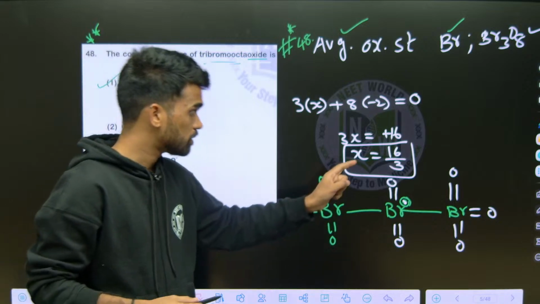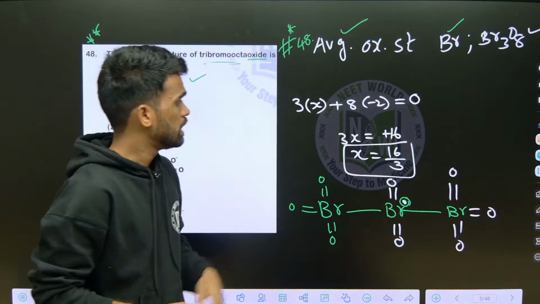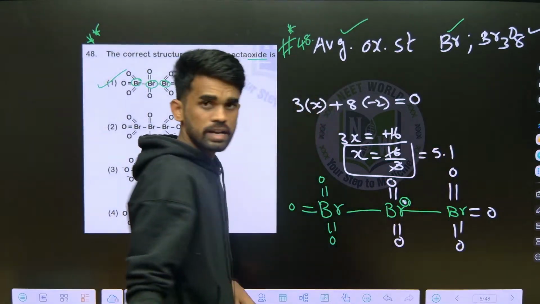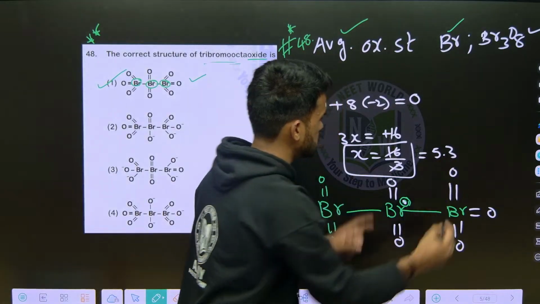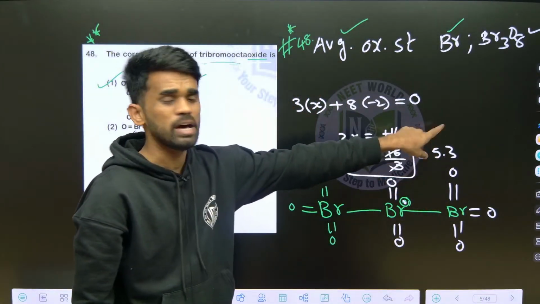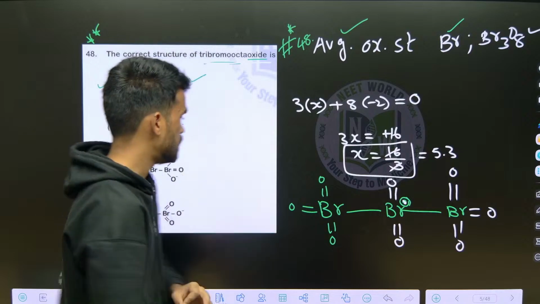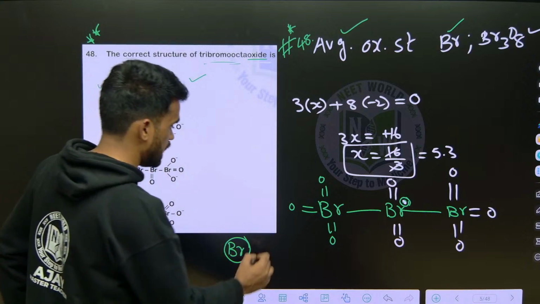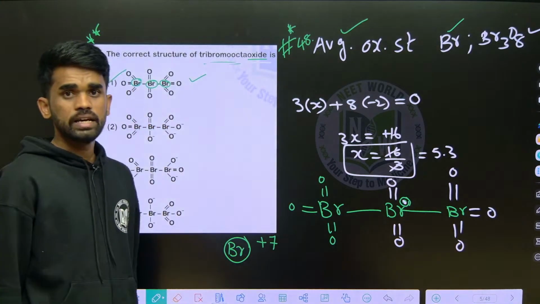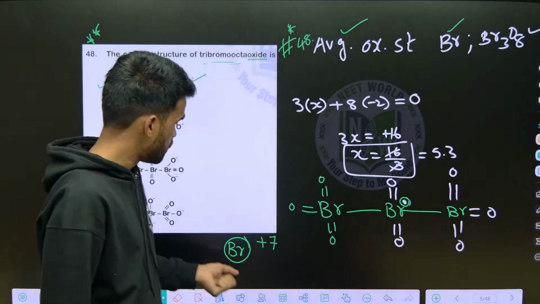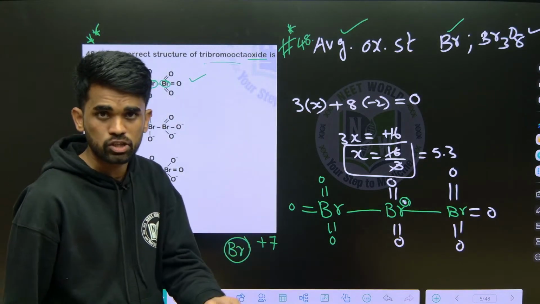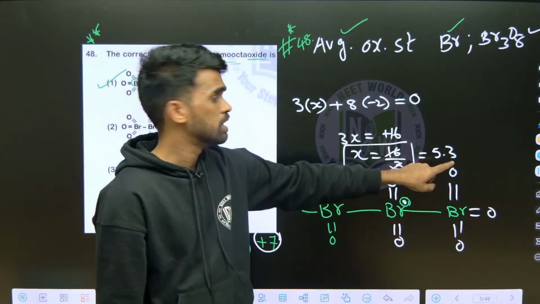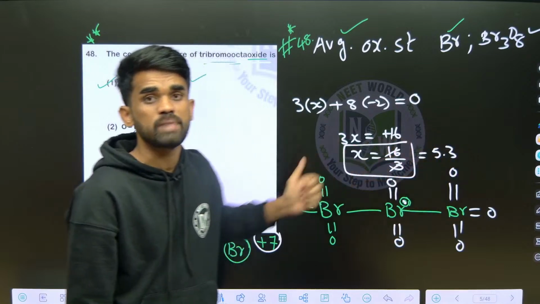So when you are calculating the average oxidation state, if we calculate exactly, it will be around 5.3. So always remember, for halogens, particularly for bromine, the maximum oxidation state it can exhibit is +7. It can lose all 7 valence electrons from the bromine atom and exhibit +7. But here, the oxidation state we got is 5.3, which is lesser than its maximum oxidation state.